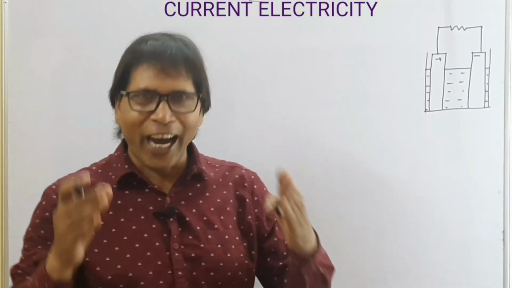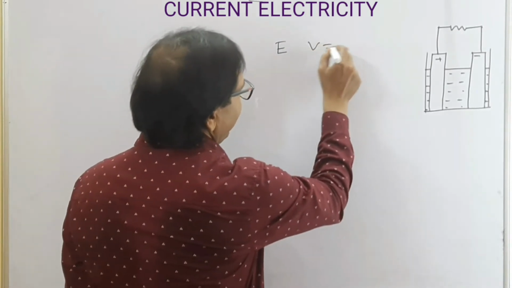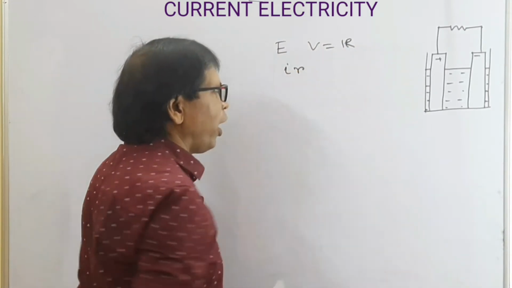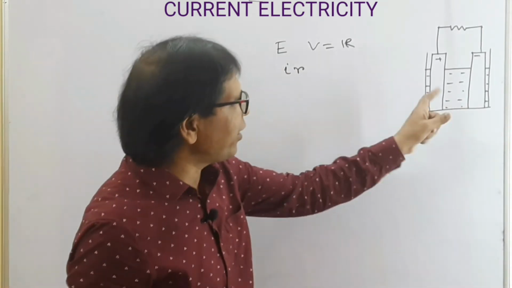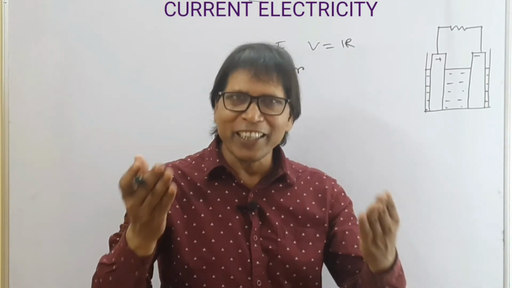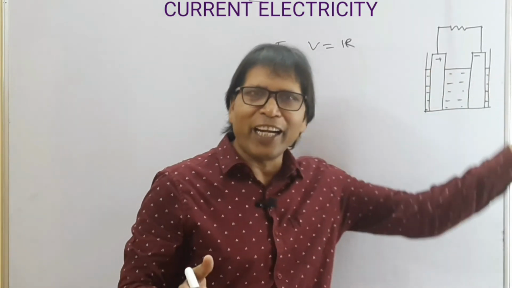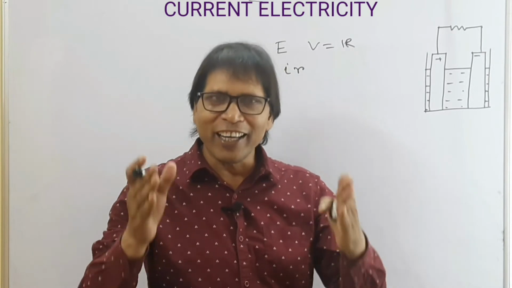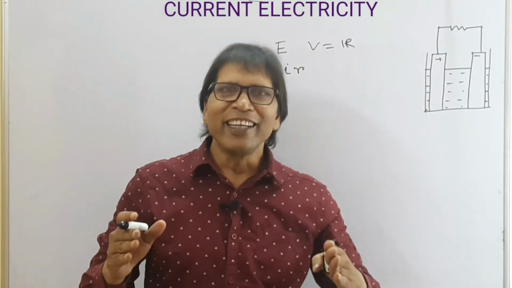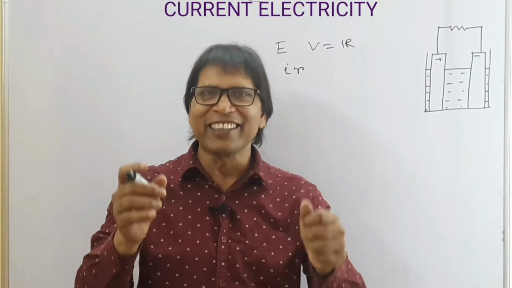In this topic I will be explaining the EMF of a cell, the terminal potential difference of a cell, and the lost volt I into small r in the cell. Now look at this, this is the positive and negative terminal of a cell. When the cell is in open circuit, the potential difference between the positive and negative terminal of a cell is called EMF. Now the terminal potential difference V equal to IR. It is the potential difference between the two terminals of a cell when the cell is in closed circuit.